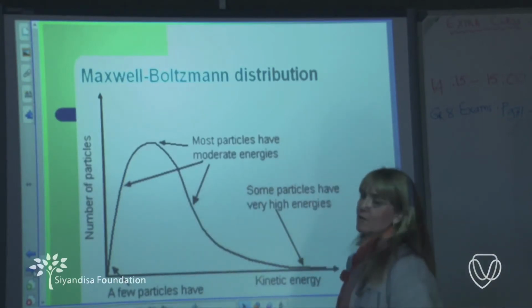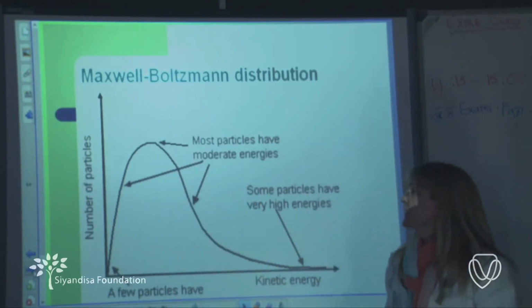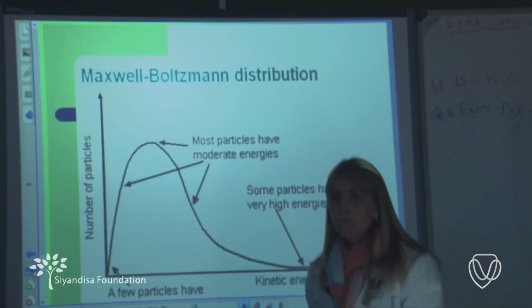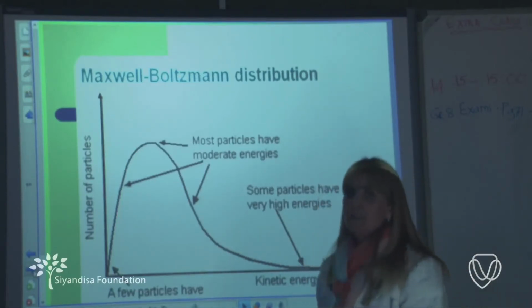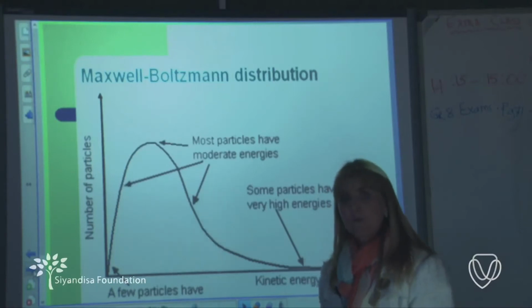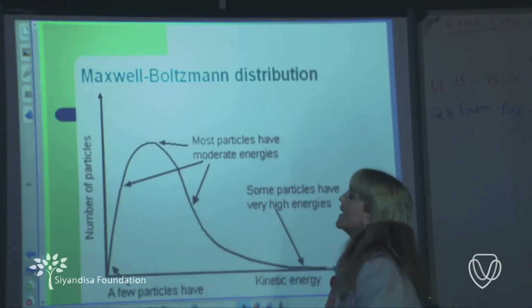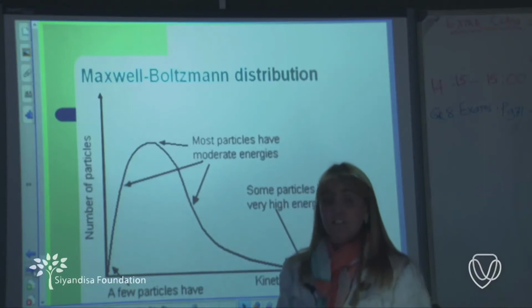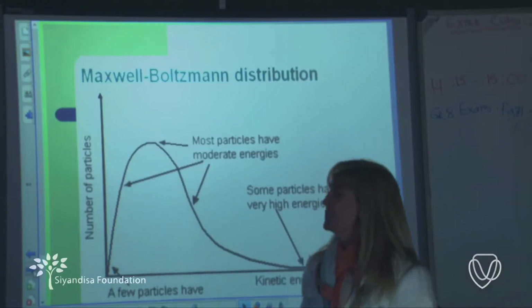All right, now we move on to a very, very important graph. It is not a graph that's familiar to you. It is called the Maxwell-Boltzmann distribution curve. Now, I'm going to put this into simpler terms for you.